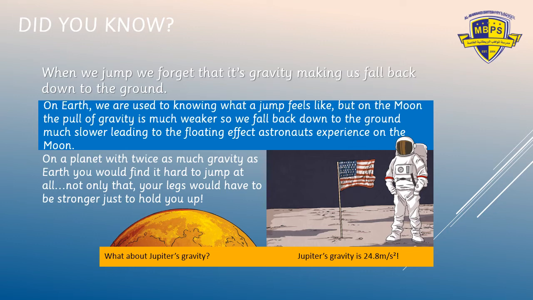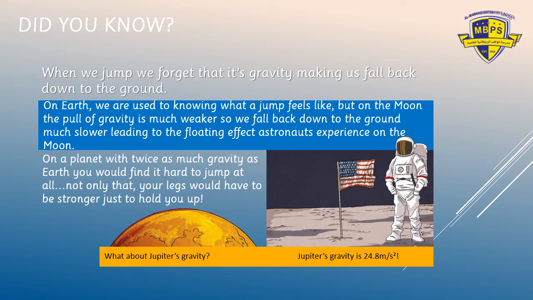So the weight of an object depends upon the gravity. So the weight of an astronaut is going to be entirely different on Earth, the Moon and Jupiter. It's going to be divided by Jupiter's gravity.